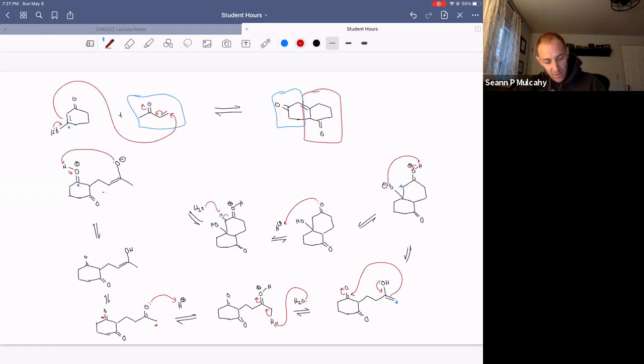So this is under acidic conditions. Everything is now protonated instead of deprotonated. So everything occurs from the enol form, not the enolate. But you can see the same kind of pattern here for the Robinson annulation. What we're going to do now is an E1CB.